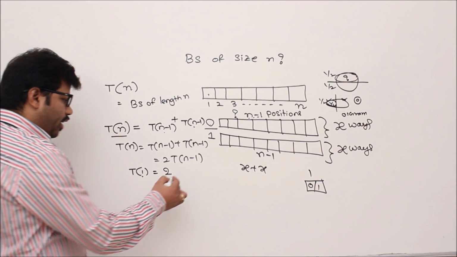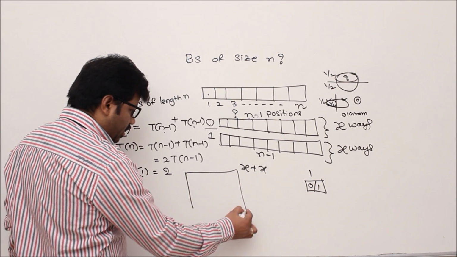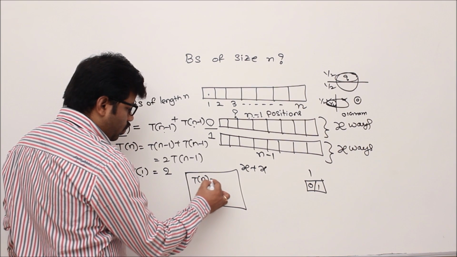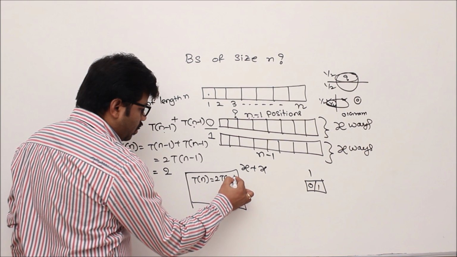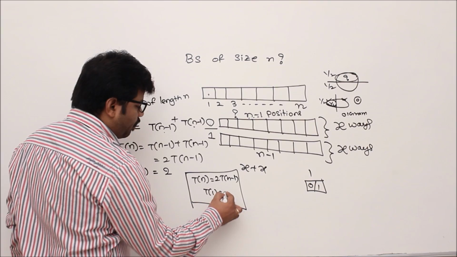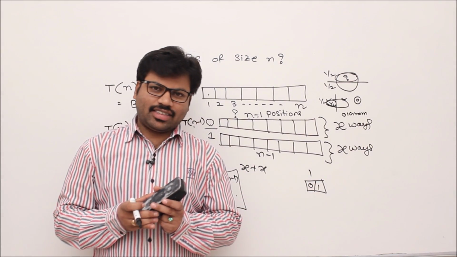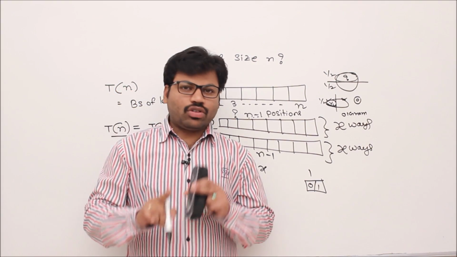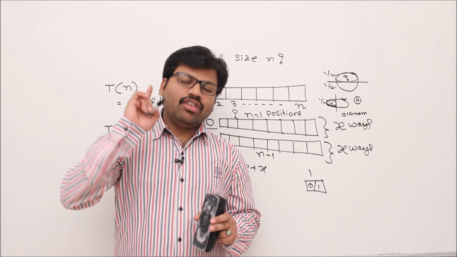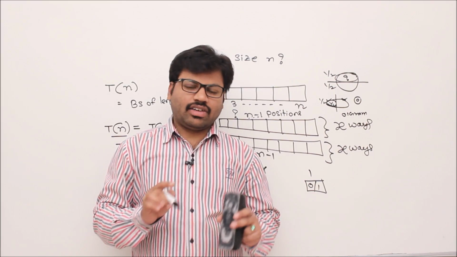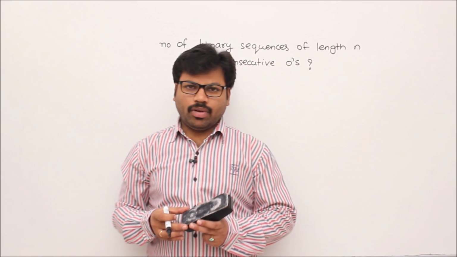Now finally, I got the recurrence relation. Let me write it. T of n equals 2 into T of n minus 1, T of 1 equals 2. So this is about writing recurrence relations. I will teach you how to solve recurrence relations in further sessions, not in this session. Remember it. Now one more problem.